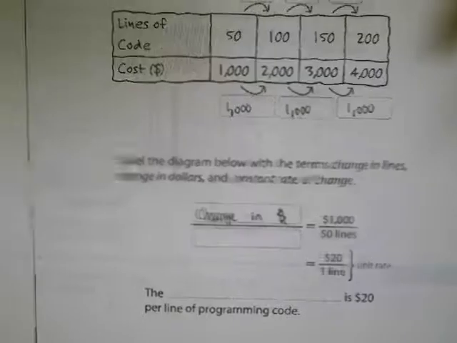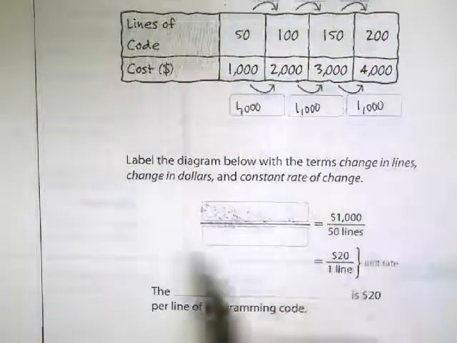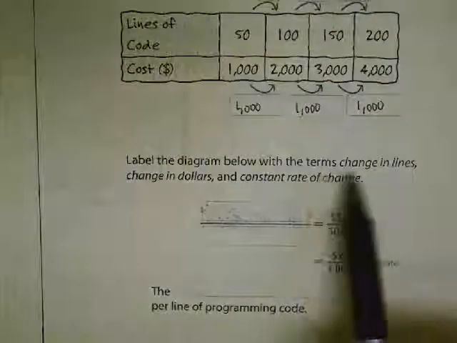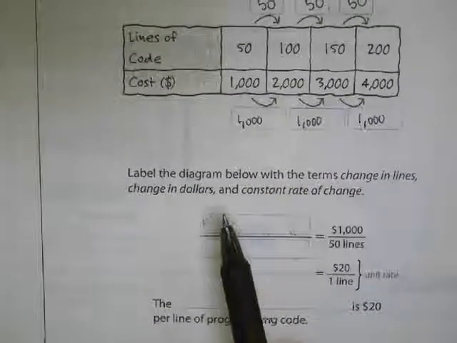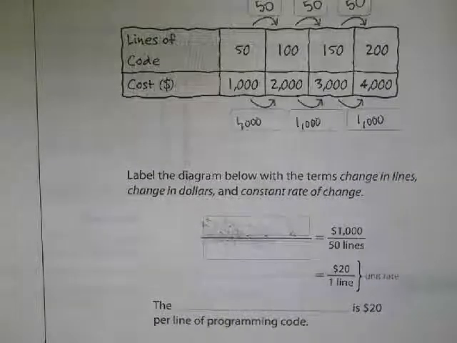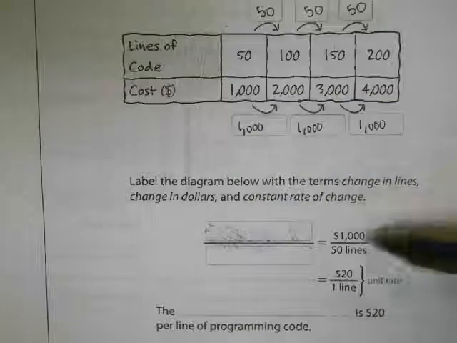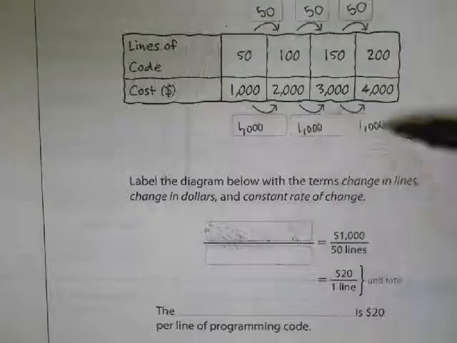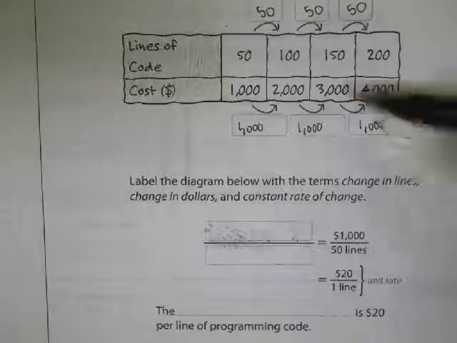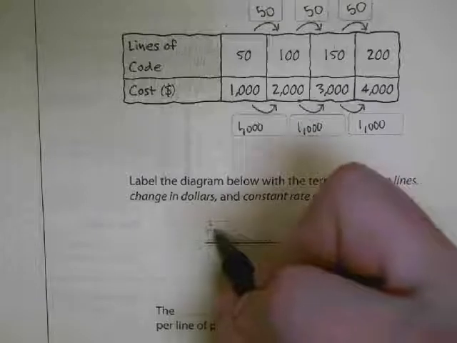Oops, sorry, I missed all that. Let me go over that again. Down here, what we're looking at is label the diagram below with the terms change in lines, change in dollars, and constant rate of change. So when we look at this $1,000, where do we see that consistent $1,000 happening? Happening here. This is where that change of 1,000 is. So that's our change in dollars.